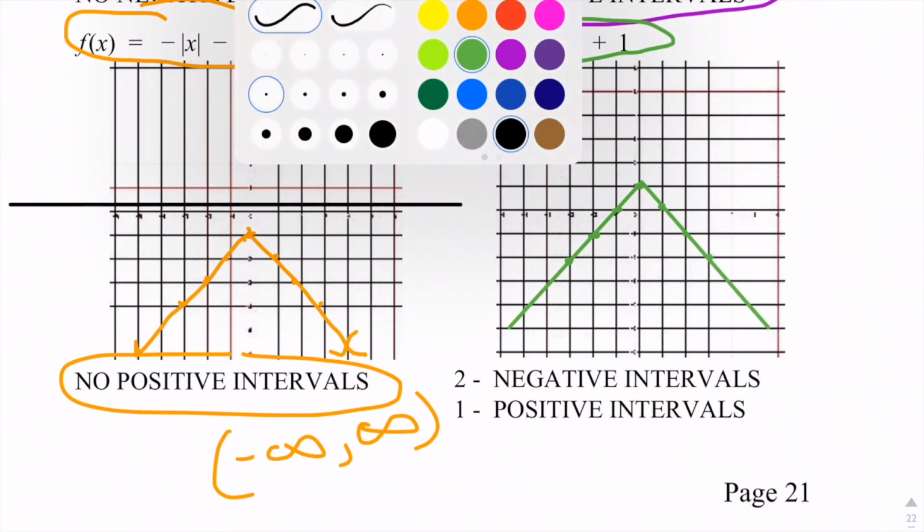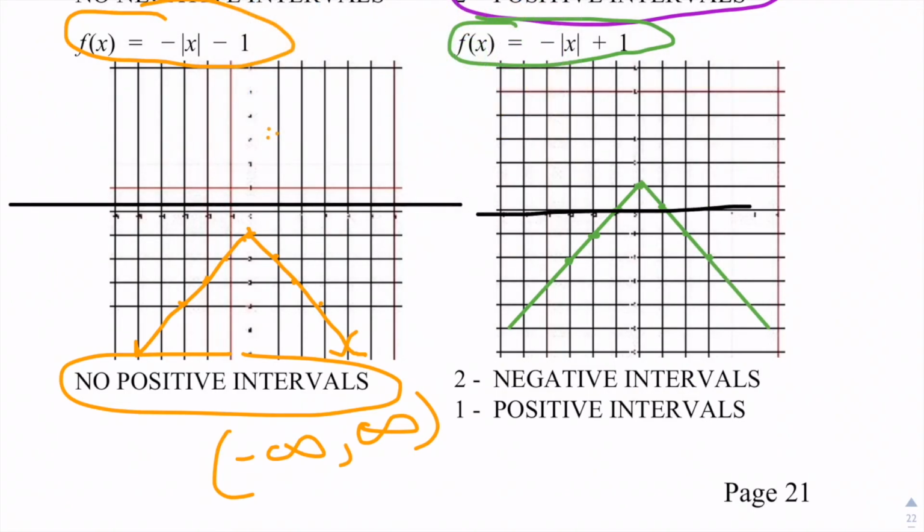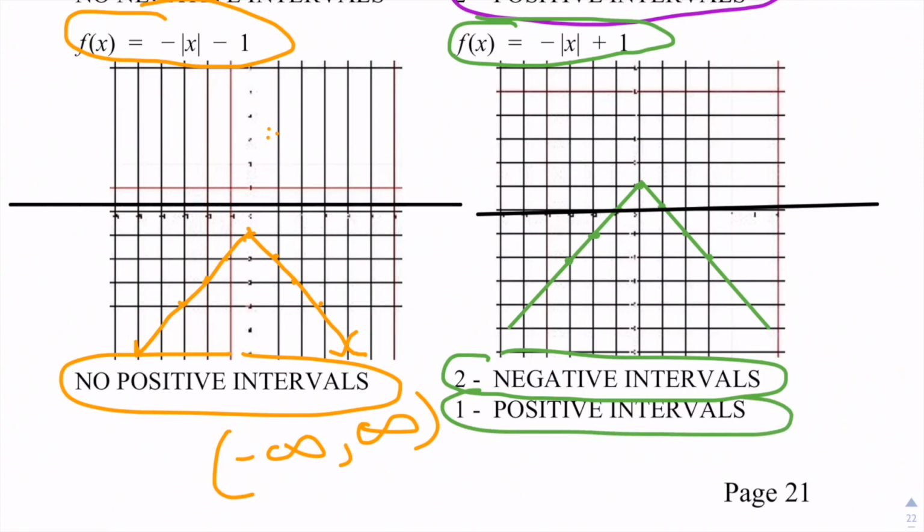And then again, I'm going to put in my x-axis. And I know that I have two negative intervals and one positive interval. Well, let's do the positive interval first. It's from here to here. So I know that is from -1 to 1. And then I know that my two negative intervals are here and here. So my two negative intervals are from negative infinity to -1, union 1 to infinity.